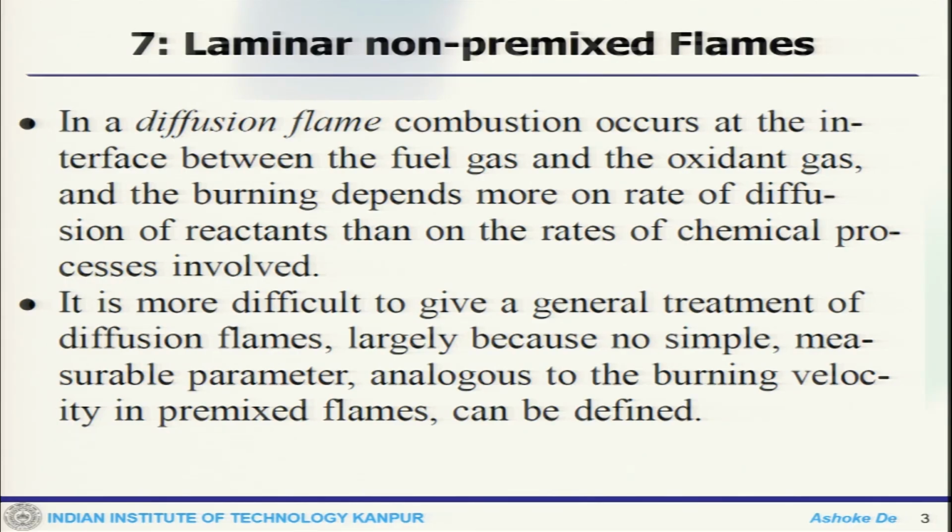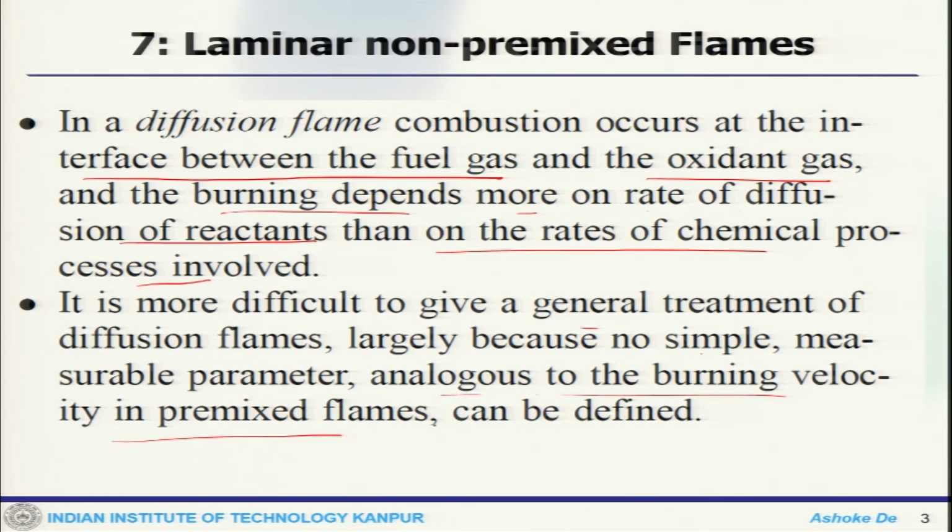What we know, for a diffusion flame, the combustion occurs at the interface between the fuel gas and the oxidant gas, and the burning depends more on the rate of diffusion of reactants than on the rate of the chemical process involved. So, it is always at the interface where fuel and oxidizer interact, that is where the reaction takes place. It is more difficult to give a general treatment of diffusion flames, largely because no simple measurable parameter analogous to the burning velocity in premixed flames can be defined.